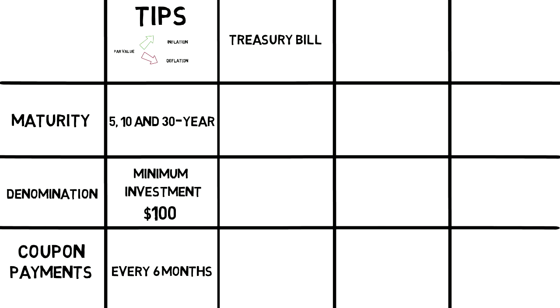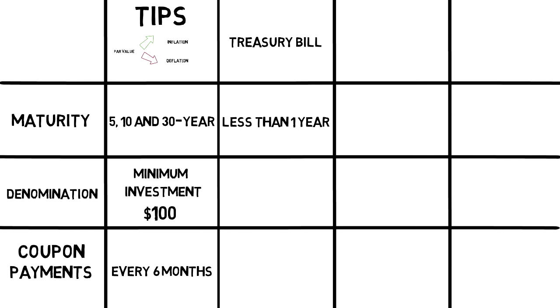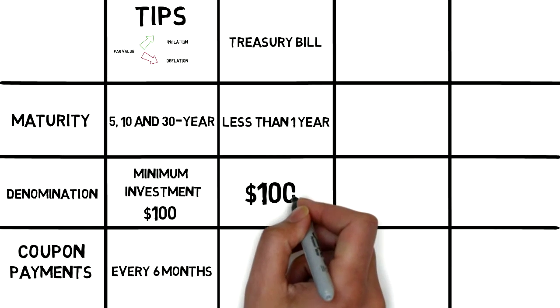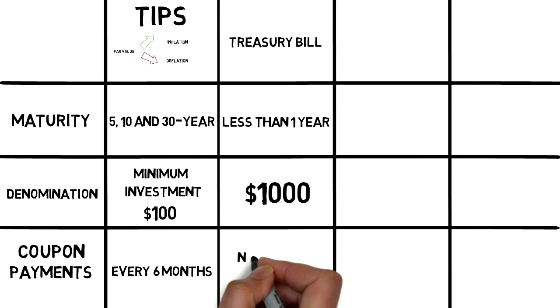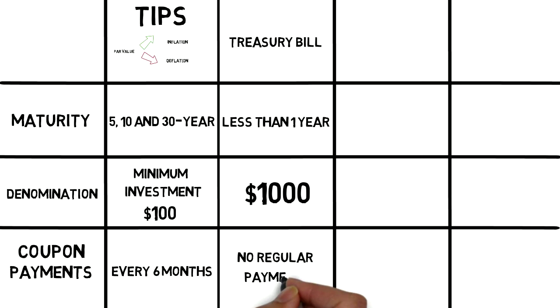The next is Treasury bills. A Treasury bill is a short-term debt instrument with a maturity of less than 1 year, sold in denominations of $1,000. Investors do not receive regular payments as with a coupon bond, but a T-bill pays an interest.